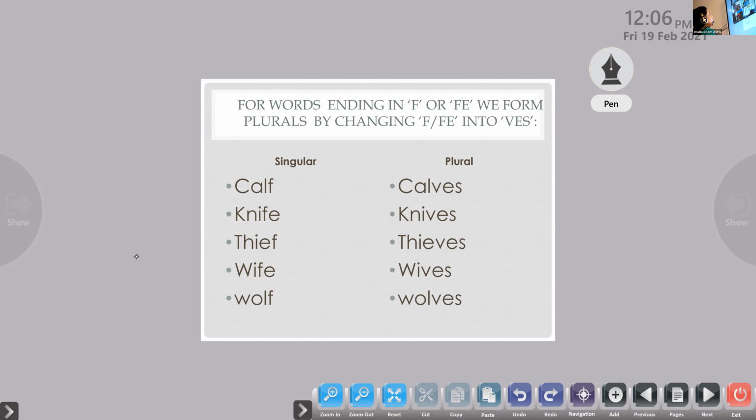How do we pronounce this word? Wolves. Wife, wives. Thief, thieves. Knife, knives. Calf, calves. Have you understood, all of you? This rule is very important. Just check whether the words end in F or FE. It is quite easy to remember. Change F or FE into VES. Please do learn up the rules by heart.